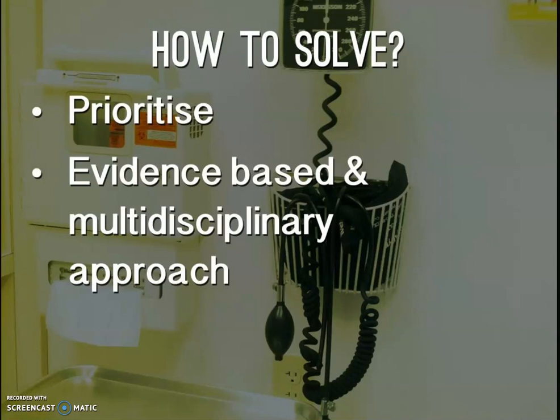So how to solve this problem? One, a patient having multiple diseases. Number two, we have limited time to actually manage this patient. So the most important thing on how to approach patients with chronic problems presenting to primary care is one, to prioritize. Number two, using evidence-based and multidisciplinary approach in managing these patients.